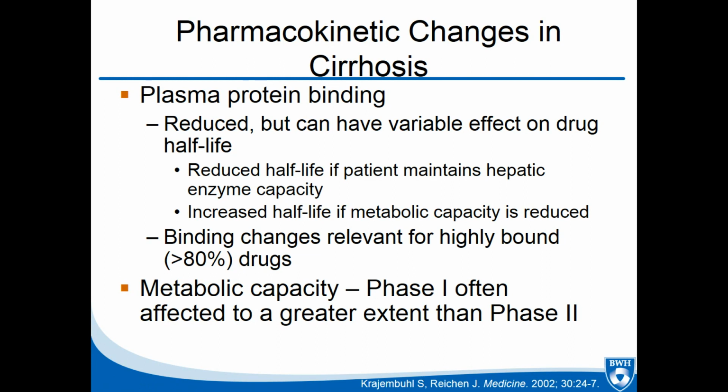Metabolic capacity: phase 1 is often affected more than phase 2, and that's true in cirrhosis and in acute liver injury. So in, say, acute shock liver, we might see more of an impact on our CYP metabolism activity as opposed to our phase 2 glucuronidation activity. It will likely take much more liver damage to impact a glucuronidation-metabolized medication as opposed to CYP.